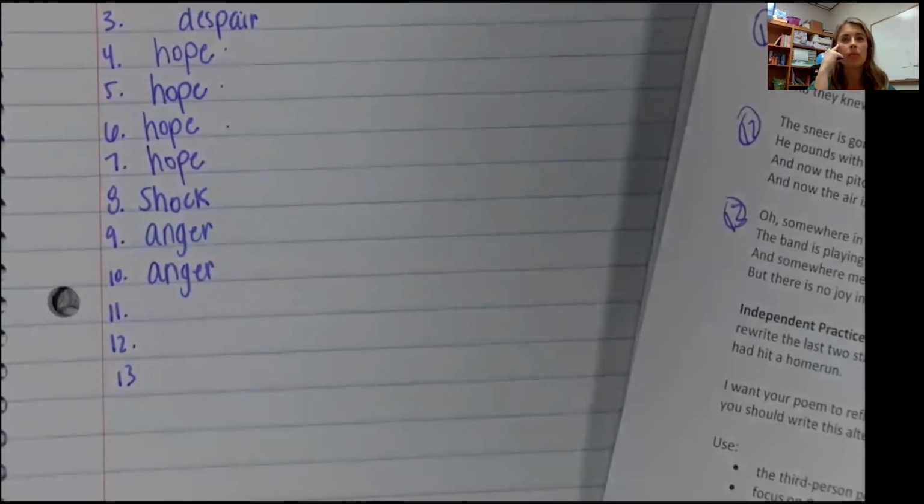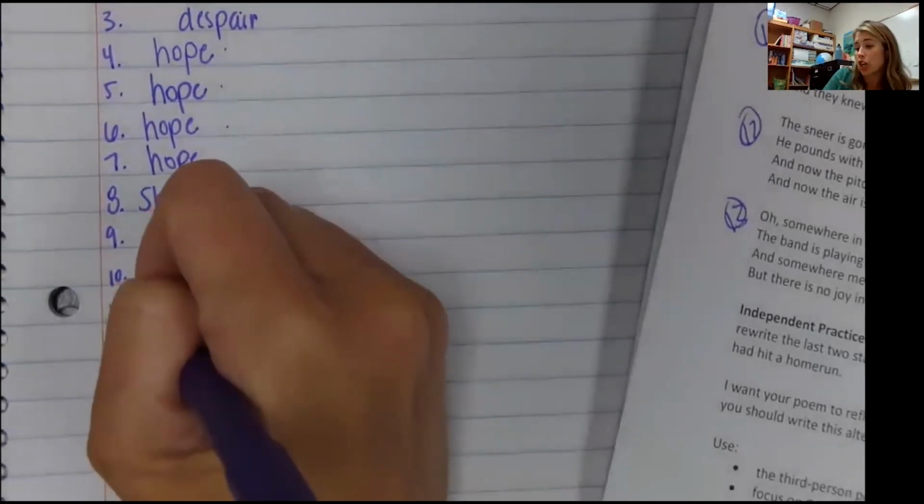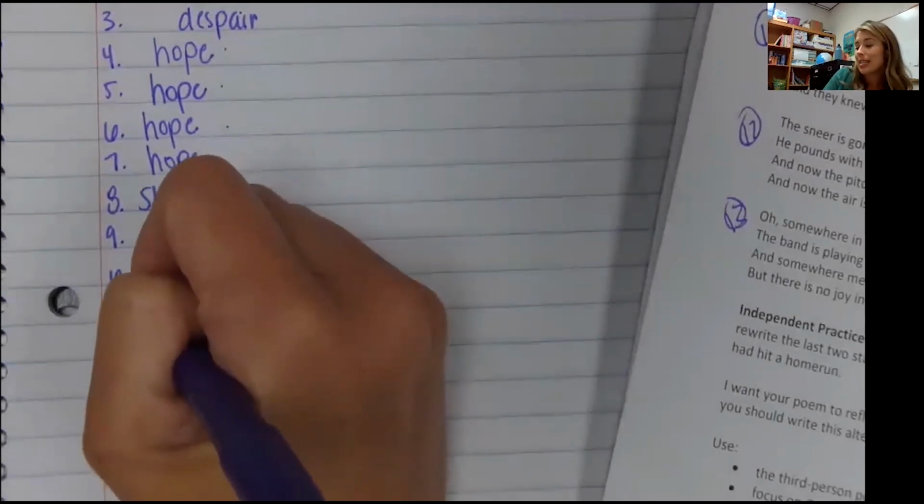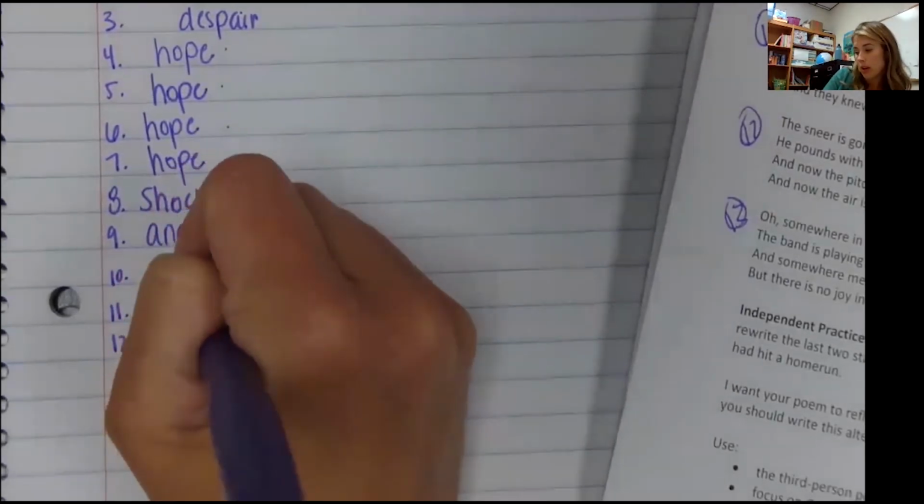What do you think? They see that Casey is ready to hit his last ball. His body, his face, everything says he's determined to make a hit. What emotion do you think the fans are feeling? He's ready to make a hit. I think they're unsure. They're very unsure of what he will do next. I'm going to write unsure next to stanza 11.